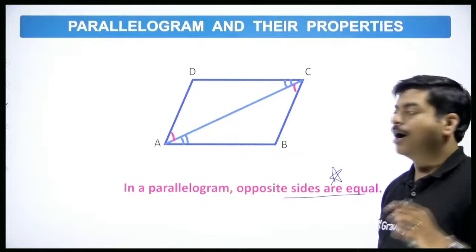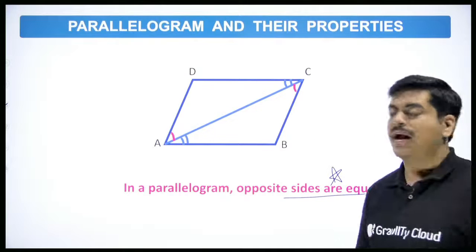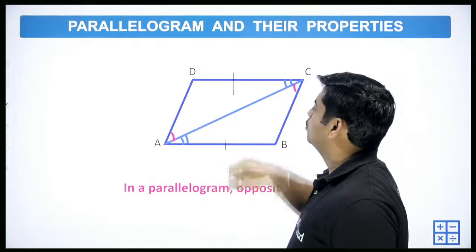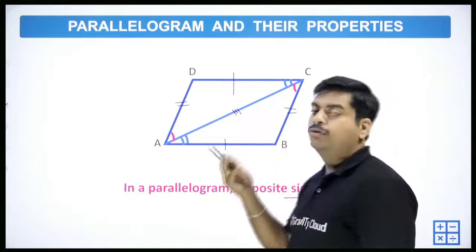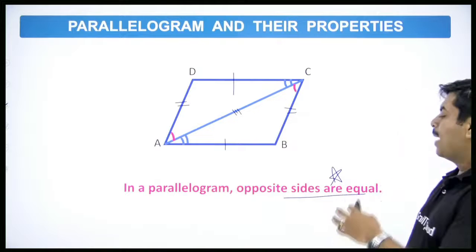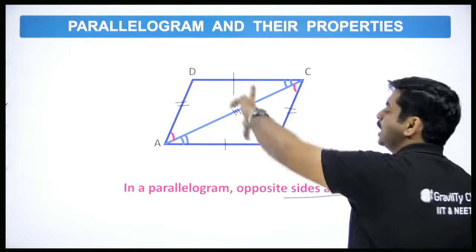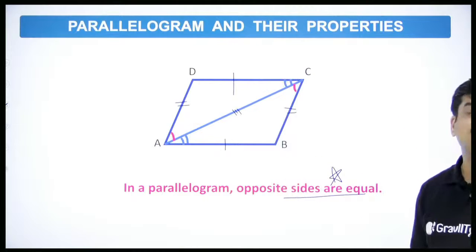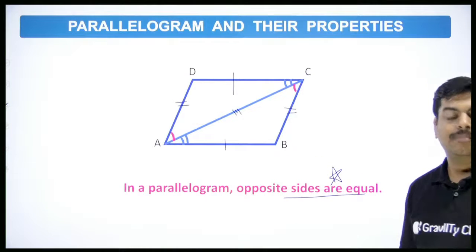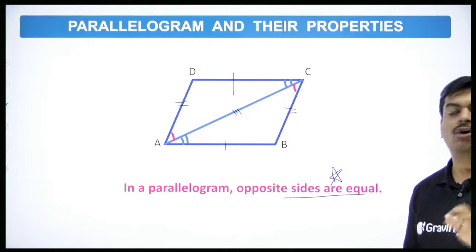In a parallelogram, as these two are two congruent triangles, so this side and this side should be equal, and this side and this side should be equal, and this is the base which is common for both of them. So in a parallelogram, opposite sides, these two sides are equal as well as these two sides are equal, because we already saw that these two triangles are congruent. Because these two triangles are congruent, right?